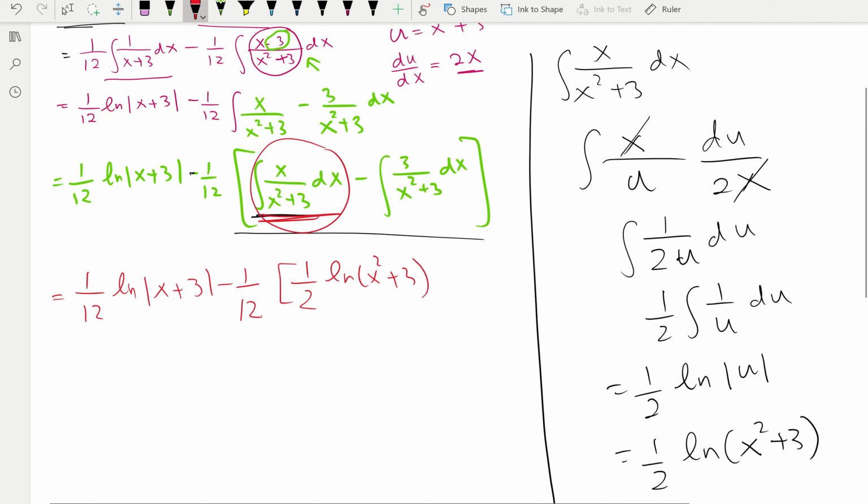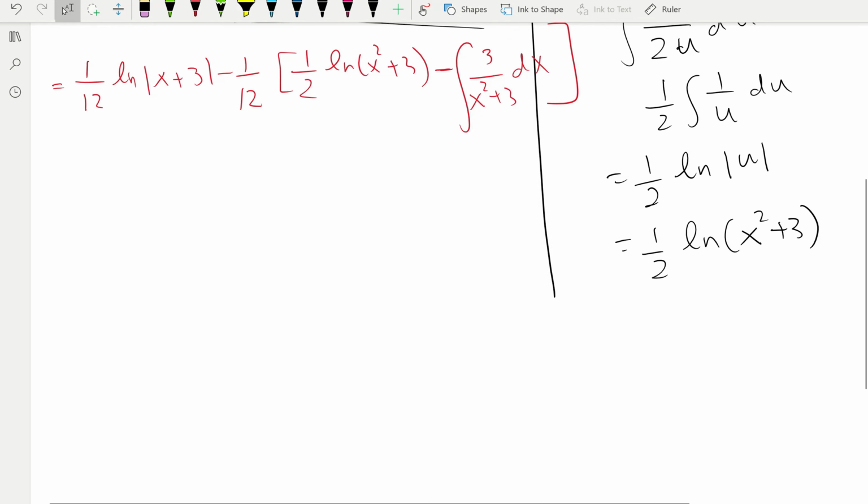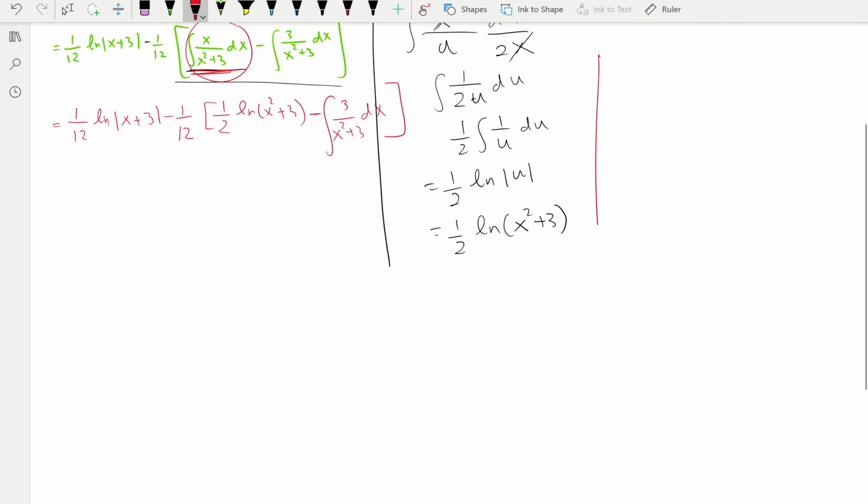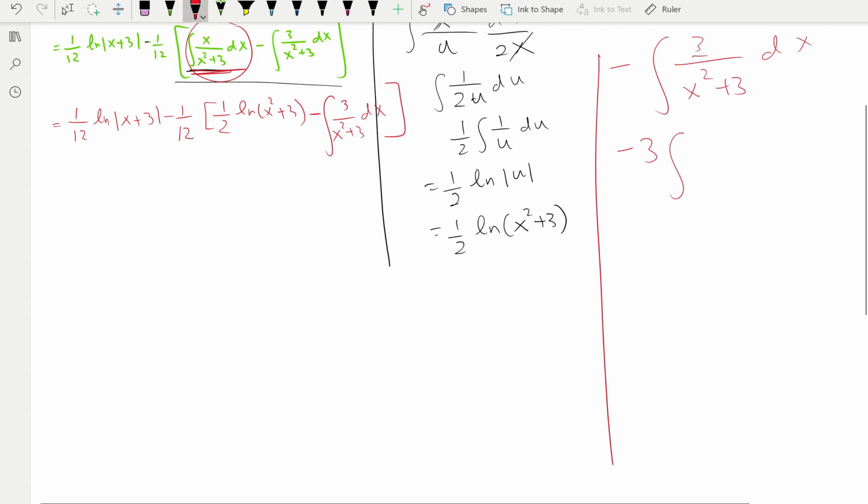Okay, now still we want to integrate 3 over x square plus 3 with respect to x. All right, perfect. Now let's focus on integrating minus 3 over x square plus 3. Now I can take this 3 out of the integral. So minus 3, we want to integrate 1 over x square plus 3.